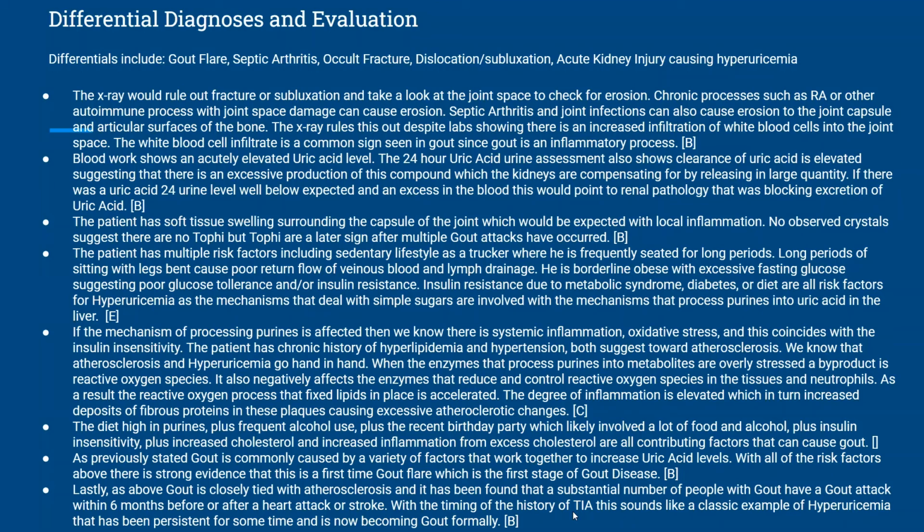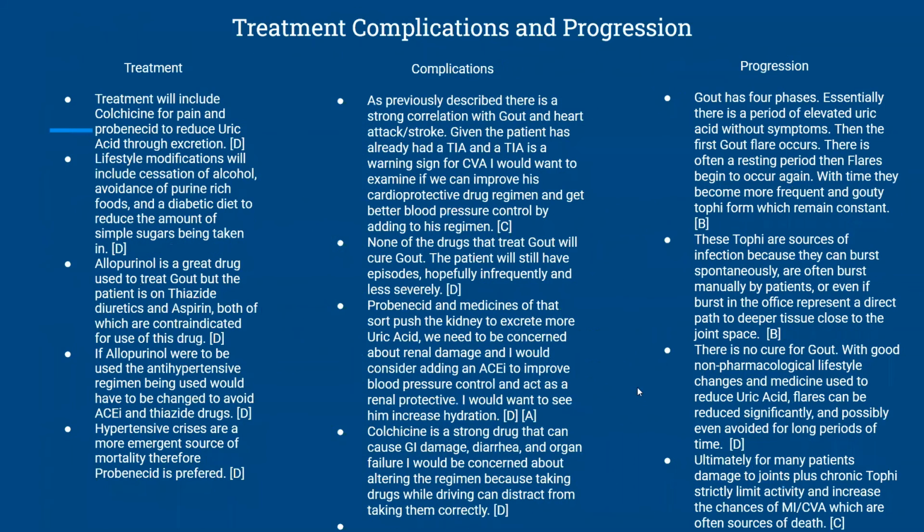Now the paper that I found that talked about atherosclerosis and its relationship to uric acid showed that it's very, very common for a person, if they do have a TIA or a stroke or a heart attack or something like that, that they have gout either 6 months before or within 6 months after it happened. So there does seem to be a correlation between events that are atherosclerotic in nature and an increase in uric acid. Okay, so treatment. We got to figure out what we're going to do for this guy.